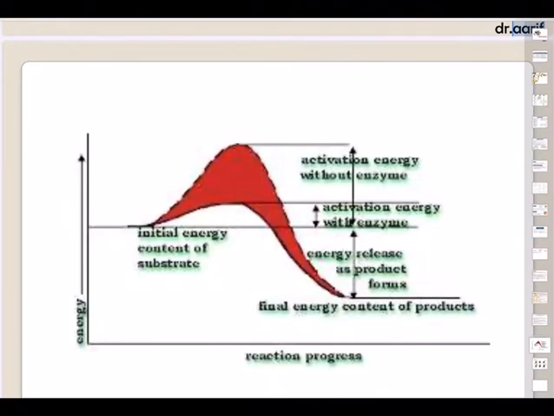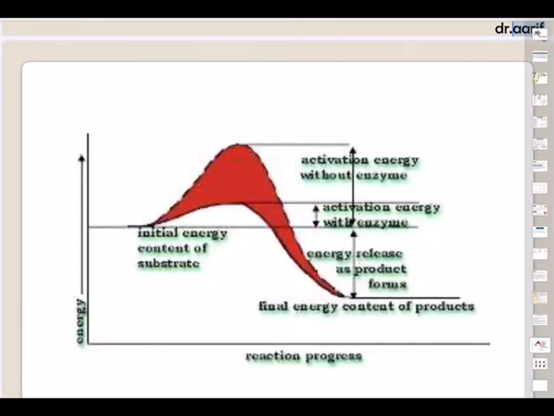As you are seeing, the energy levels are being brought down by the enzymes, and there are two viewpoints by which enzymes are supposed to bring about chemical reactions, and that is the lock and key mechanism that I explained to you. So what affects this graph? There are two things that will affect this graph.